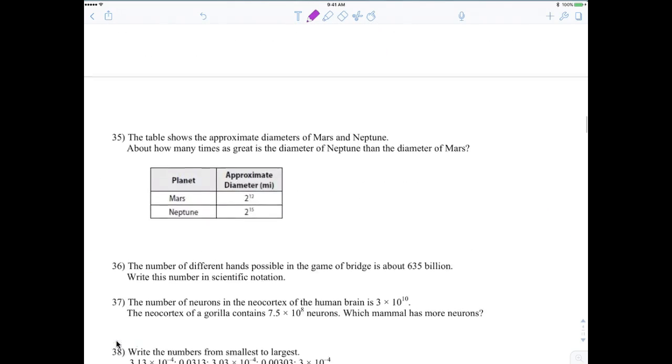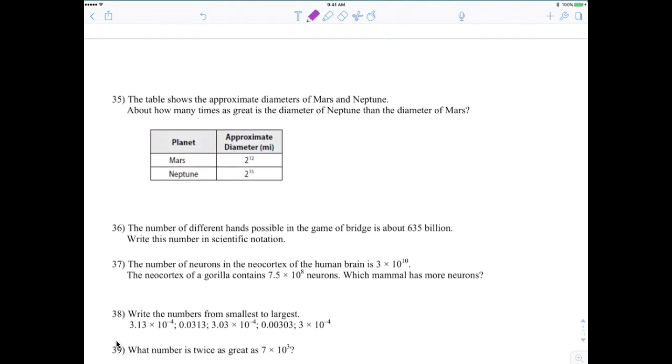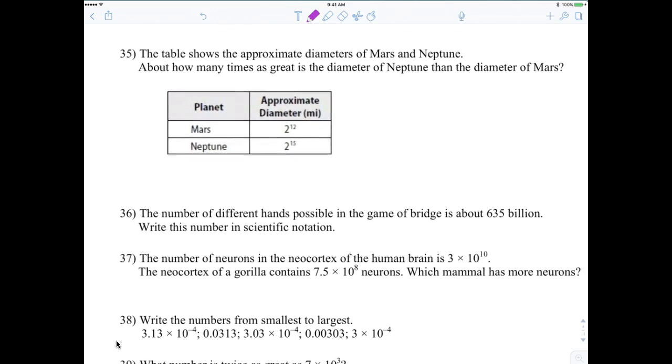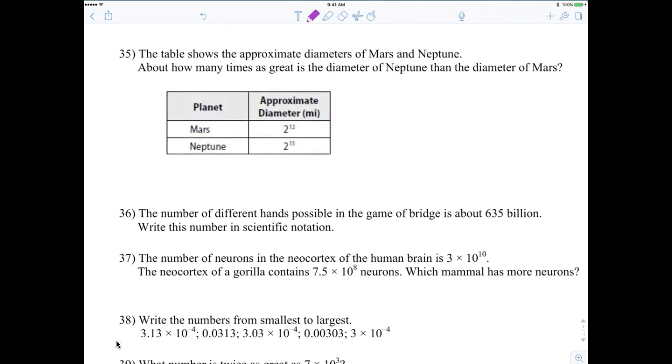Okay? Now let's talk about 35. It says, the table shows the approximate diameter of Mars and Neptune. About how many times greater is the diameter of Neptune than Mars? We talked about this. Whenever you want to find out how many times greater something is, you'd have to do what? You'd have to divide, right? You want to find out how many times. So to figure that out, you have to divide.